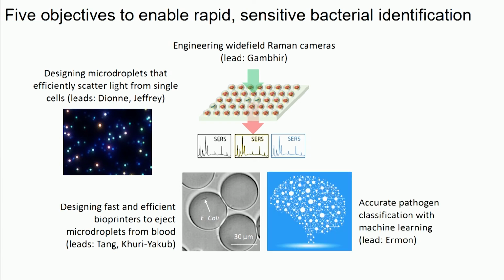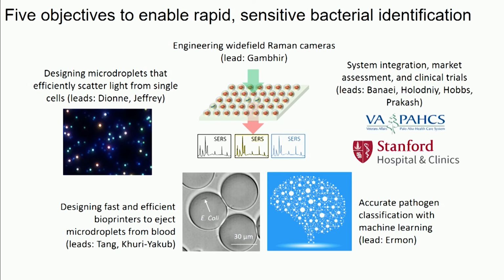Then we need to make sure that we can accurately identify pathogens and their antibiotic susceptibility, so that way we can identify bacteria and their response to drugs basically in one step, and that's something that involves new machine learning algorithms. And then finally, we want to make sure that at the end of our 3 years, we can actually build a prototype, and we want to make sure that it's something that has market potential.